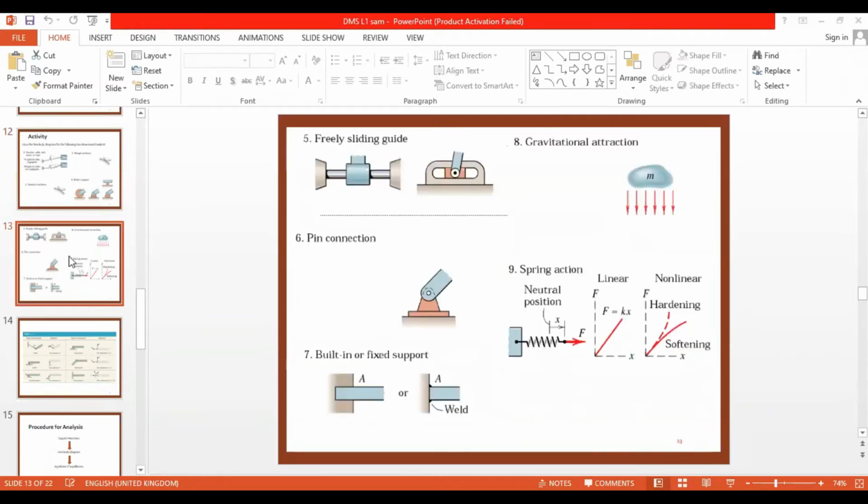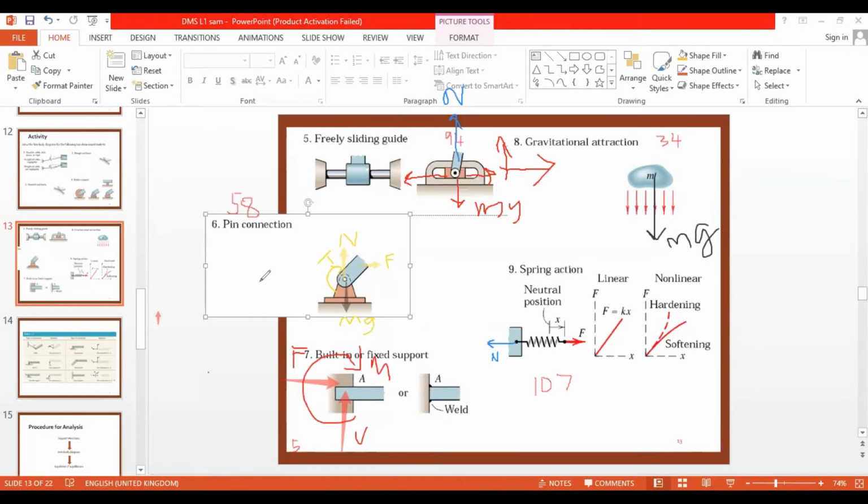Okay, so here I have some more free body diagrams. What is shown in this figure is just a joint, so this is not an object. So probably this will not have any mass.